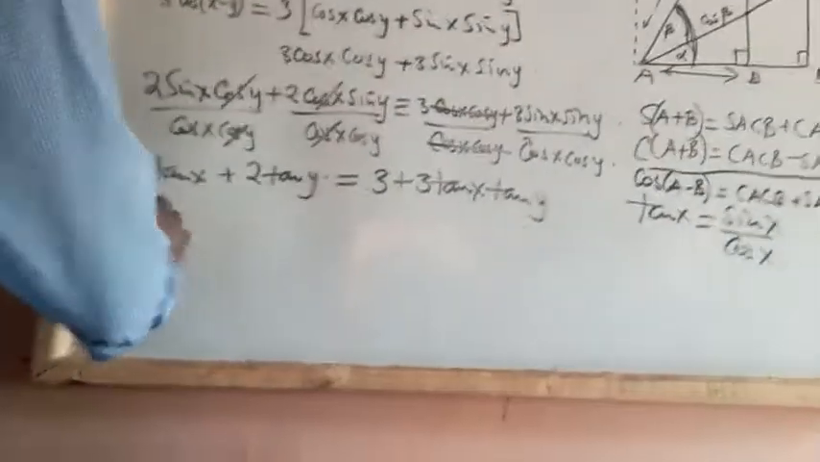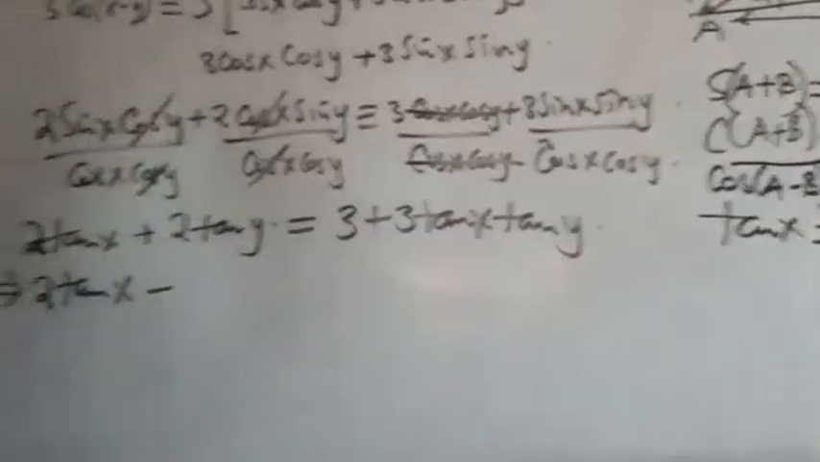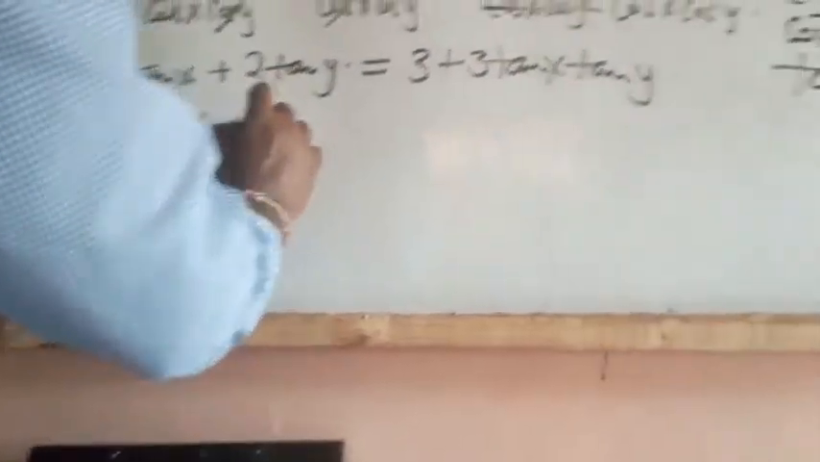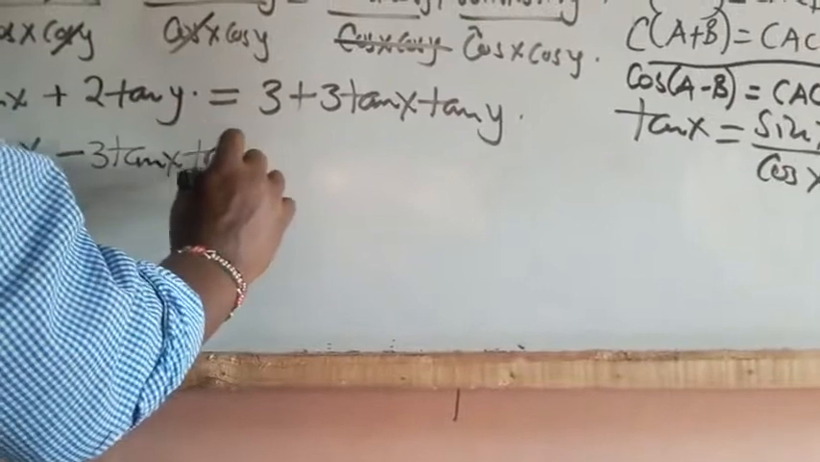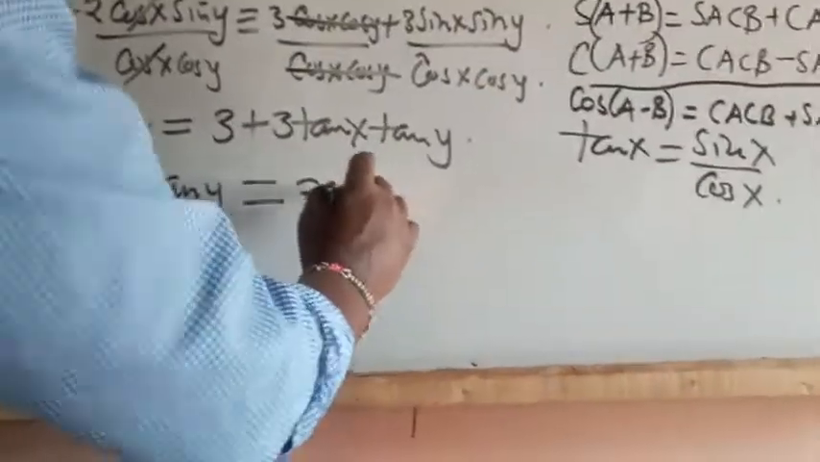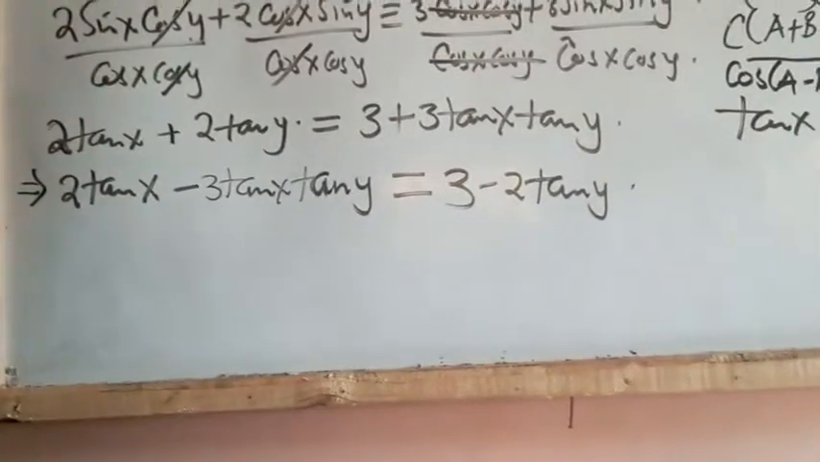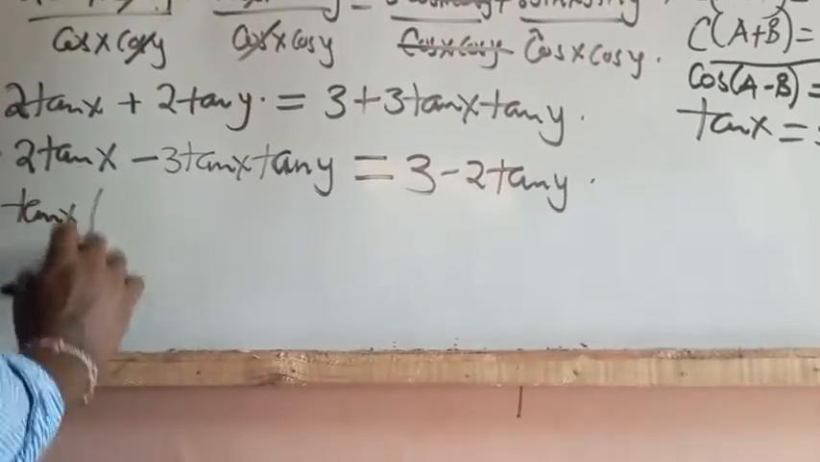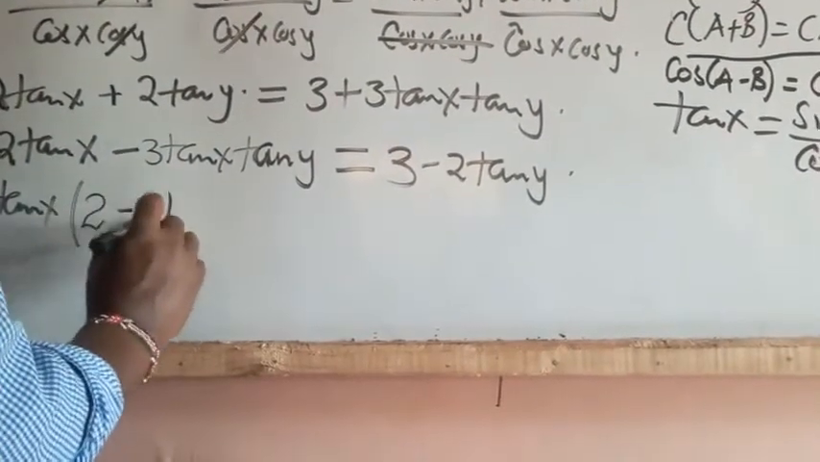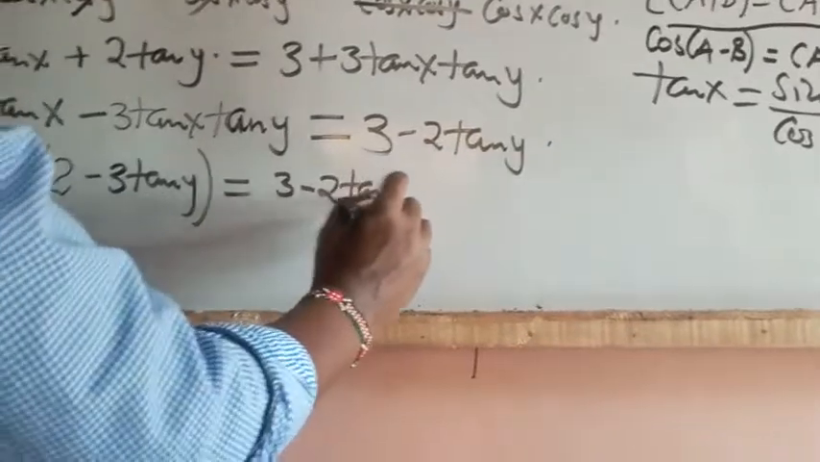So what should we have? 2 tan x minus, this term is having tan x, and therefore the whole of it comes to the left, so it's going to be minus 3 tan x tan y is exactly equals to 3 remains where it is, of course, minus 2 tan y. So if we just factor out what is common here, which is tan x, then we are going to have tan x, open bracket, the first term is going to give us 2, and then minus 3 tan y, close bracket, is equals to 3 minus 2 tan y.